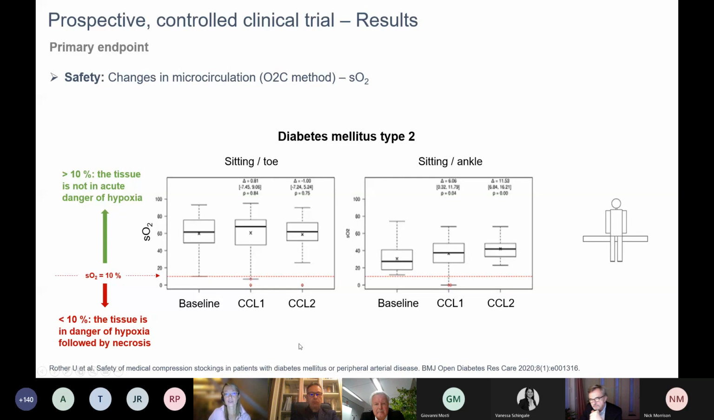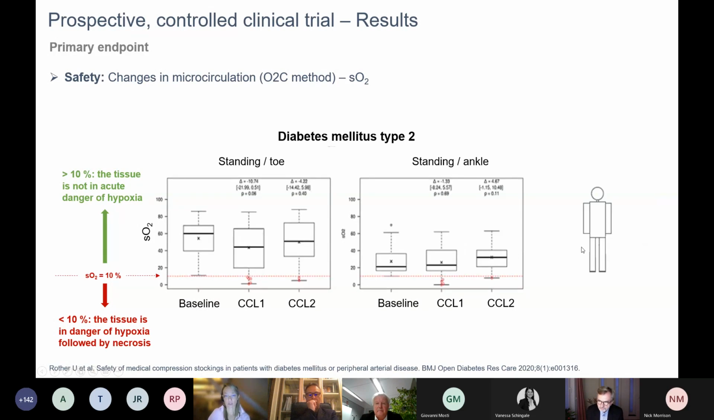As you can see here in the sitting position, there is a stable microcirculation even upon application of compression class 1 and 2. This is true for the position at the big toe and also at the ankle, a stable microcirculation in comparison to the baseline measurement without compression. Interestingly, at the ankle, where the highest compression pressure is apparent in the stocking, you can even see a significant increase in the oxygen saturation.